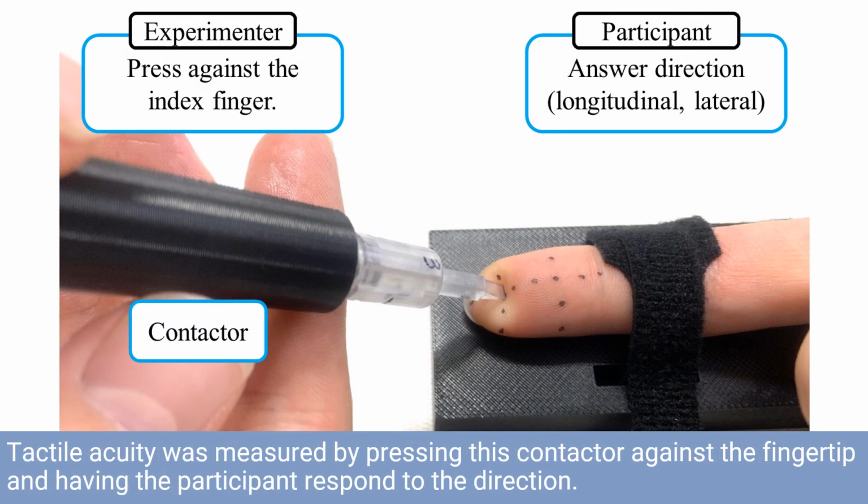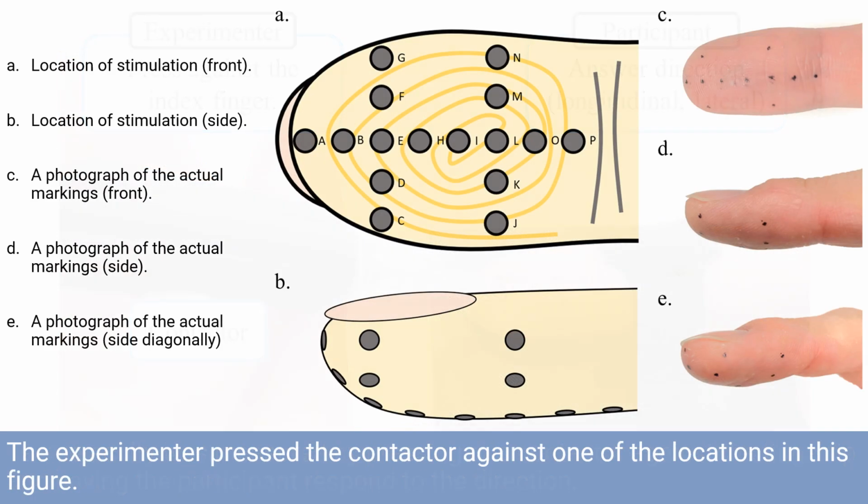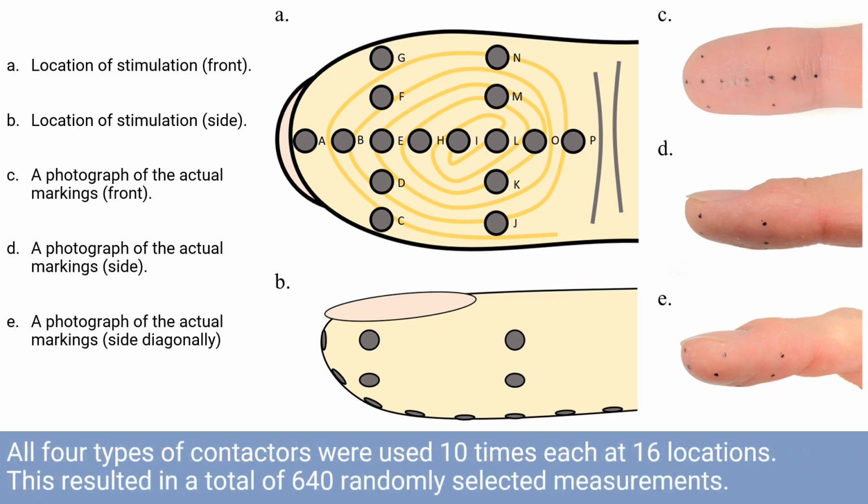Tactile acuity was measured by pressing this contactor against the fingertip and having the participant respond to the direction. The experimenter pressed the contactor against one of the locations in this figure. All 4 types of contactors were used 10 times each at 16 locations. This resulted in a total of 640 randomly selected measurements.